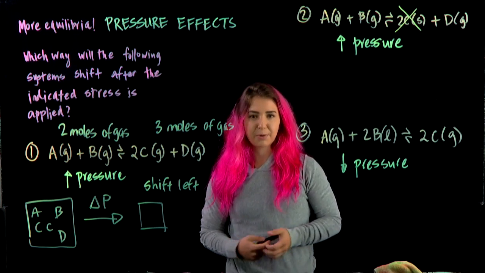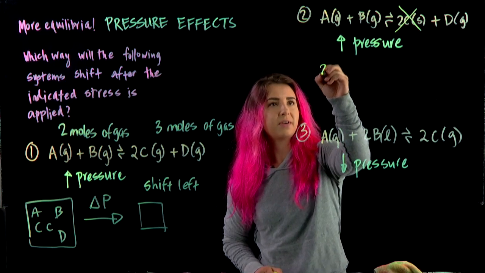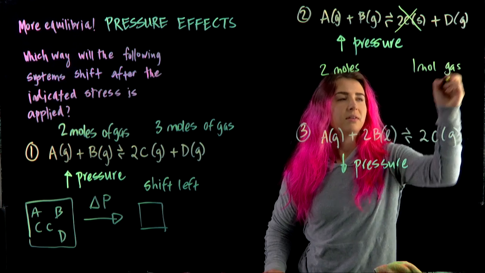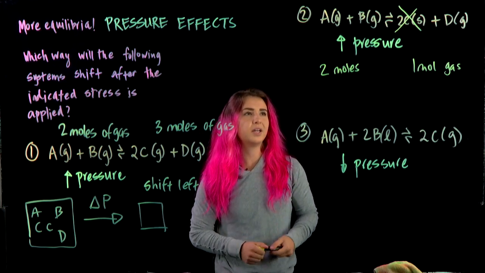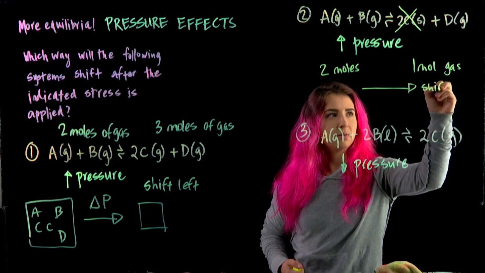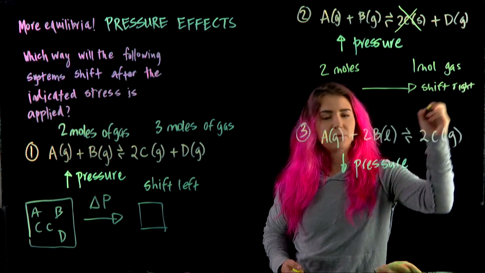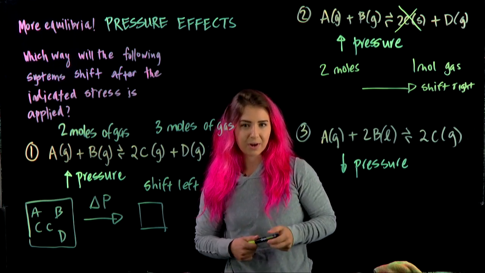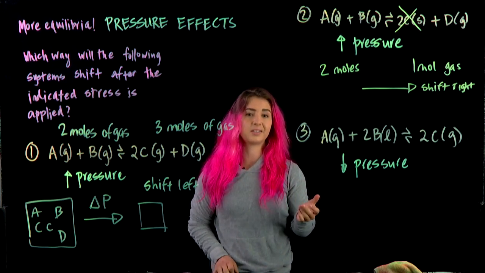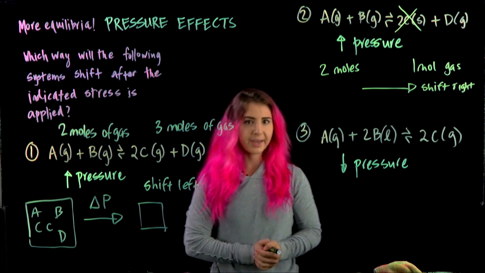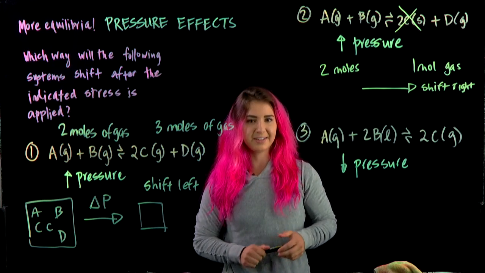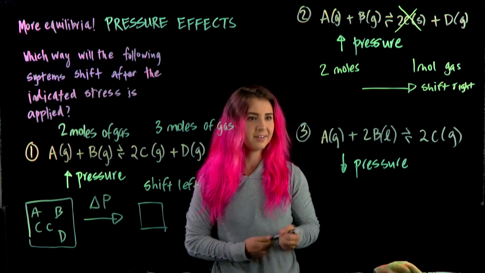In this case, we're increasing the pressure once again. Since we have 2 moles of gas on the reactant side and only 1 mole of gas on the product side, and we're increasing the pressure, we will shift to the right, toward the products, in order to relieve that stress. We're relieving that stress by shifting to the side that has fewer moles of gas. If you got that one right, good job. If you didn't, then go back and check to see where your misunderstanding is.